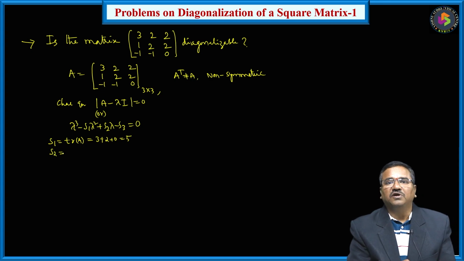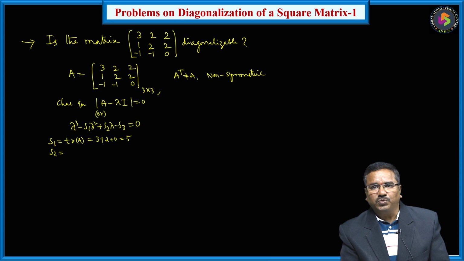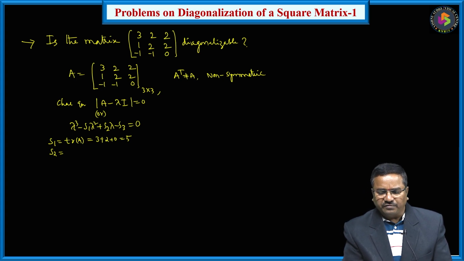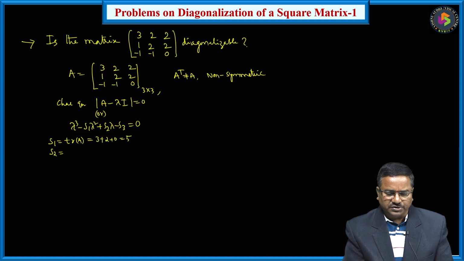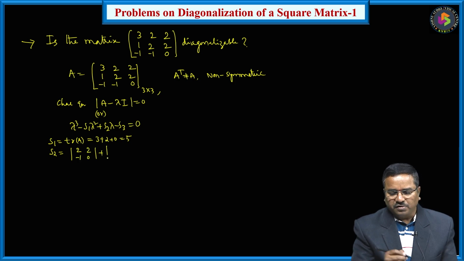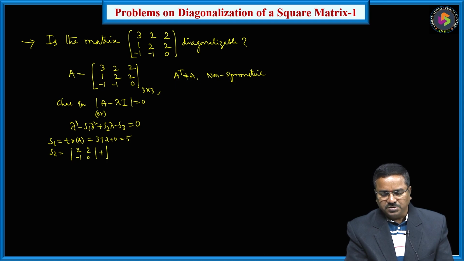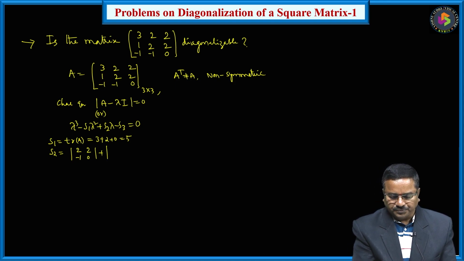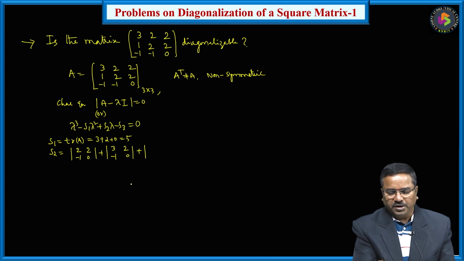S2 is the sum of the minors of the principal diagonal elements: minor of A11, minor of A22, minor of A33. The minor of A11 is obtained by deleting the first row and first column. What do we get? 2, 2, minus 1, 0. The minor of A22 is obtained by deleting the second row and second column. That is 3, 2, minus 1, 0. In the same way, the minor of A33 is obtained by deleting the third row and third column. This is 3, 2, 1, 2.